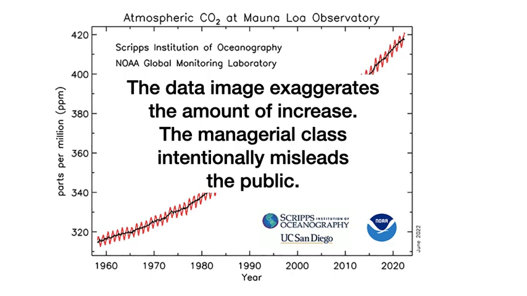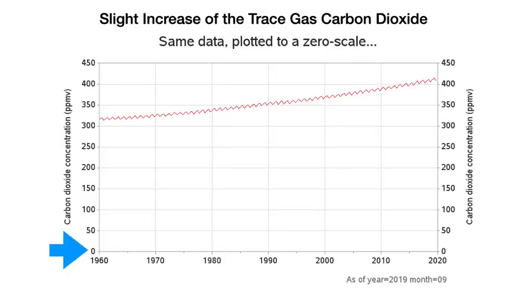And you see it over and over. You have to search a long time to find one like this that starts with 0, and it gives a little bit different image of the increase from 1959, 1960 up to, in this case, on this graph, 2020. But it's the exact same data, but it's plotted to a 0 scale.